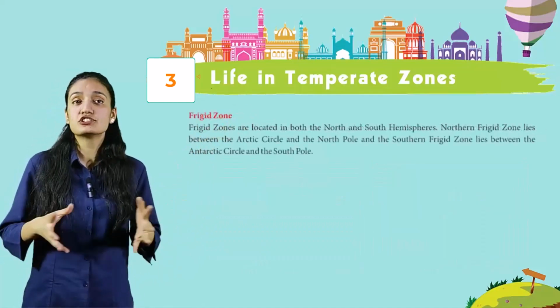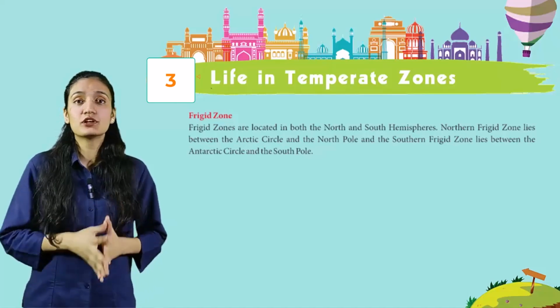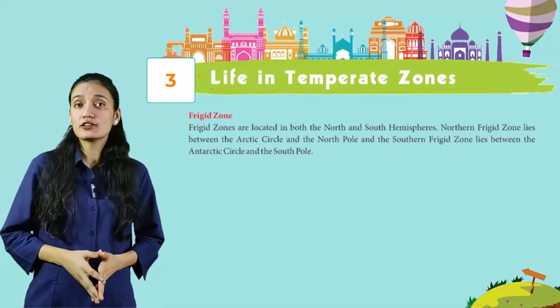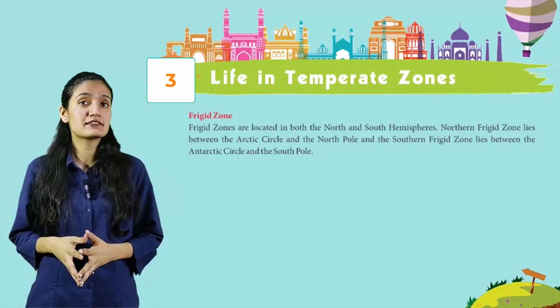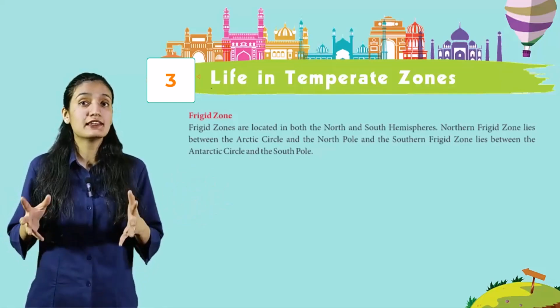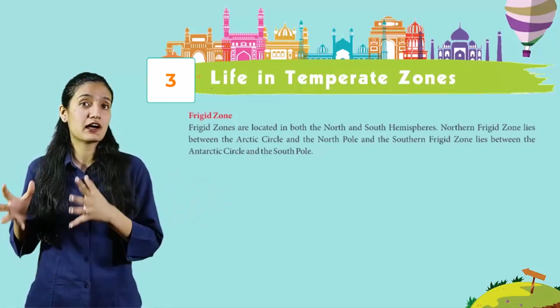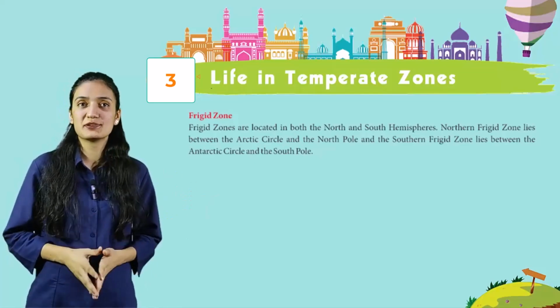Frigid zone. Frigid zones are located in both the north and south hemisphere. Northern frigid zone lies between the Arctic Circle and the North Pole, and the southern frigid zone lies between the Antarctic Circle and the South Pole.